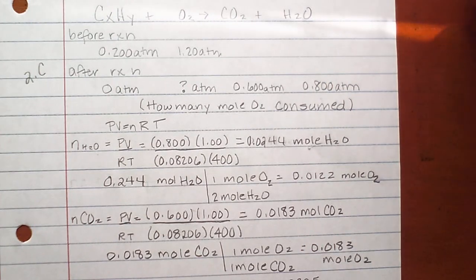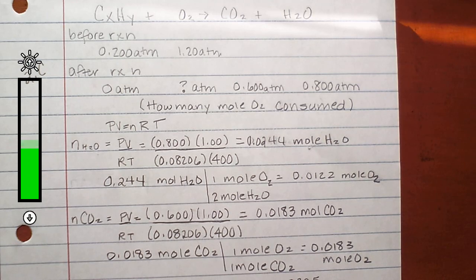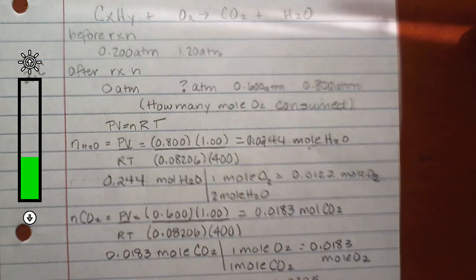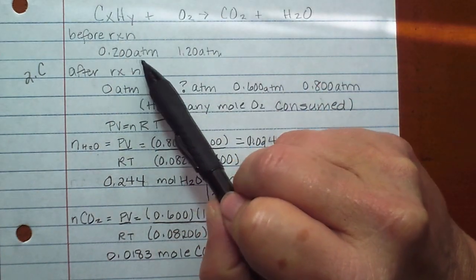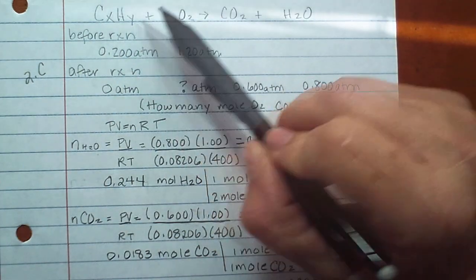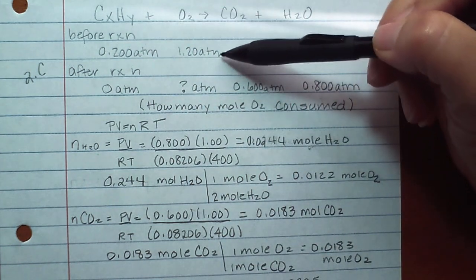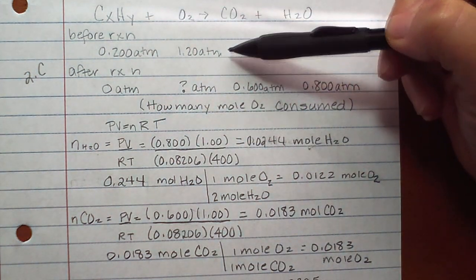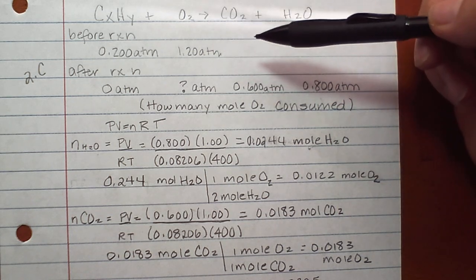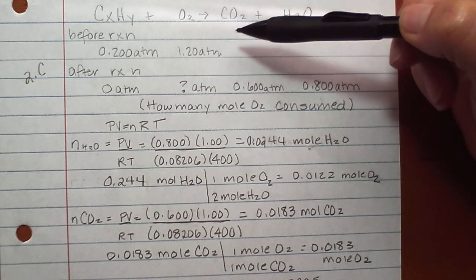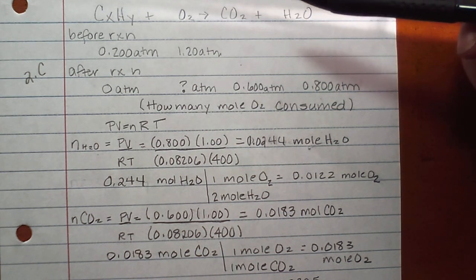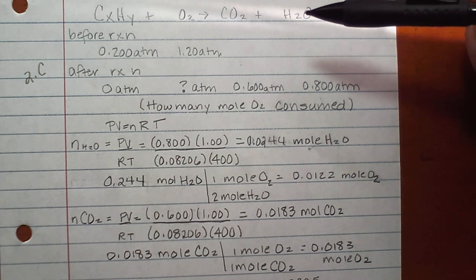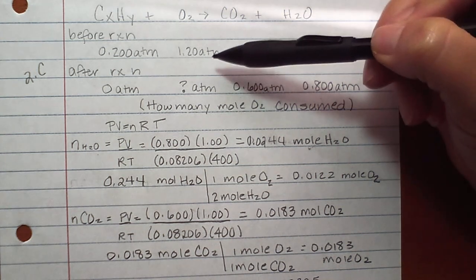All right. So here's the reaction that you're given. Before the reaction, you were given 0.2 ATM for the CxHy hydrocarbon, and then you combusted it with 1.2 ATM of oxygen. They tell you in the problem that the oxygen is in excess by saying, in the last statement, that there's O2 remaining in the container. And so therefore you know that this is excess.